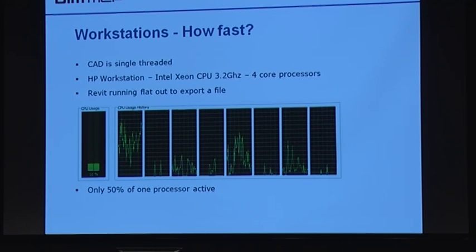How fast? This is the processor speeds on a Revit file doing an export out to Navisworks. So basically Revit's running flat out. And what you see there is it's only running at 12% because the only core active is the one on the far left. Everything else is just idling. And that's because CAD's single-threaded. What that means is, unlike an image rendering where you can divide the image into 4 and pass it off to 4 processors, CAD's sequential. It has to be sequential. They haven't solved that problem yet.